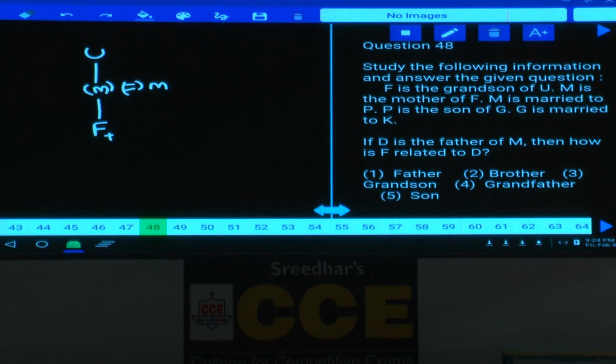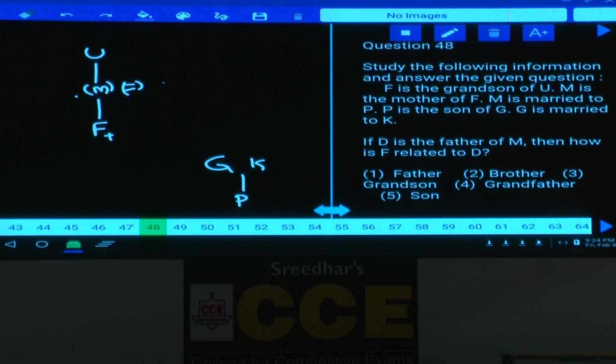F is the grandson of U. M is the mother of F. M is a female. M is married to P, and P is the son of G. G is married to K. Now, G and K are a married couple, and P is the son of this couple, and M cannot be the child of G and K, hence M must be the child of whom? M must be the child of U only. Are you following this one or not?